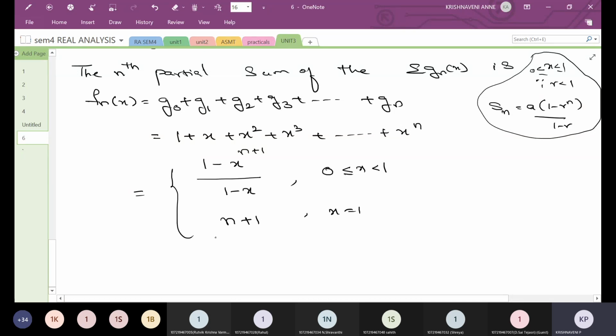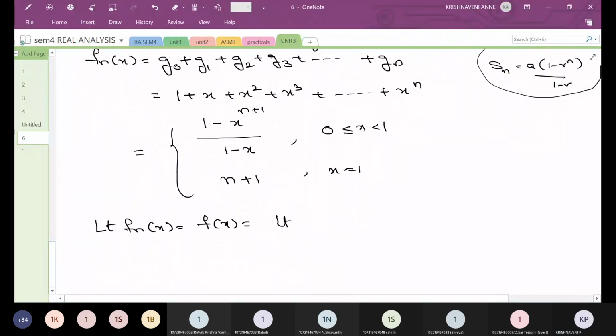Now I'm finding whether it is pointwise convergent in this interval or not. So that means the limit of fn of x, whatever value we are getting, is nothing but f of x only. So I'm going to apply the limit to this. Are you writing along with me, everyone? Yes. So limit of 1 minus x power n plus 1 by 1 minus x, where 0 less than or equal to x less than 1, and this is n plus 1 when x equal to 1.